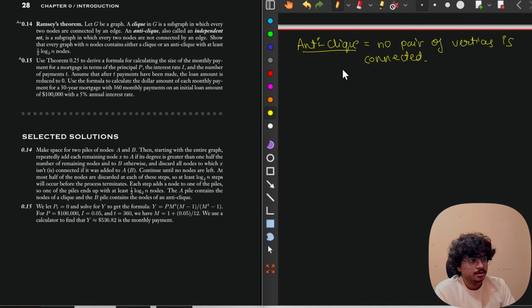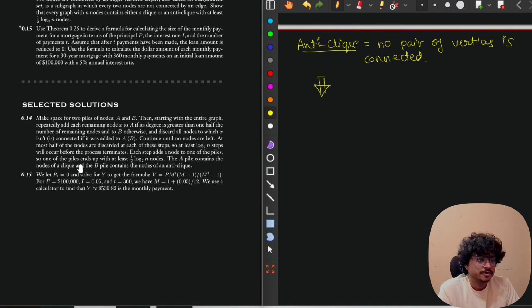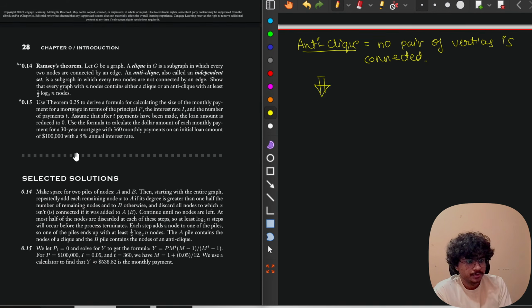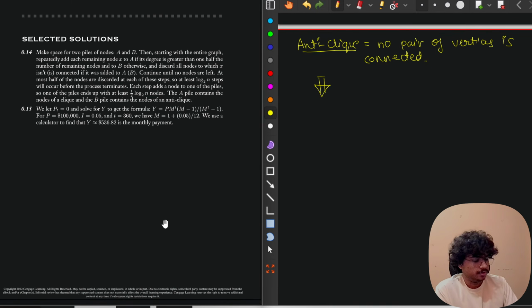I'm thinking I will continue the Ramsey theorem in this PDF itself, and in a new PDF, I will do this question. Then we can finally move to the new chapter.